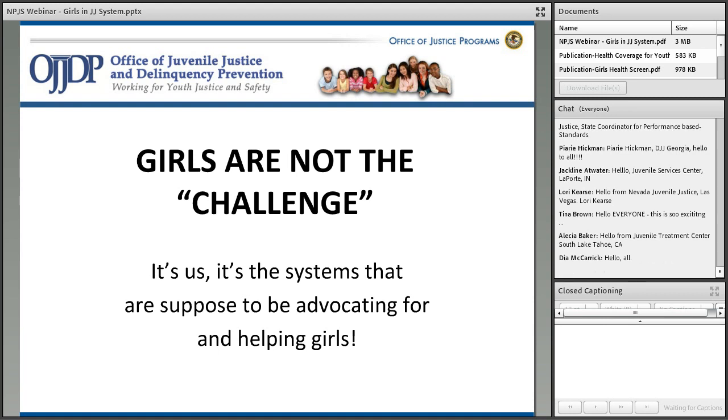But girls are not the challenge. Even though the title of this is the challenges of working with girls, we all know that it's really about us. It's about the systems that are supposed to be advocating and helping girls.